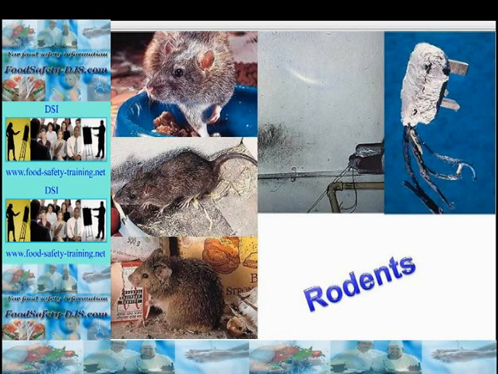The picture in the middle top there is a rat smear. That's where a rat has brushed against a wall, and because a rat has a very high oil and fat content in its fur and skin, it leaves a mark on a wall, and the mark itself is full of disease. And just to the right, you can see the sort of damage that a rat can do by gnawing at an electrical plug and possibly causing fires, both in a domestic premises and a catering premises.